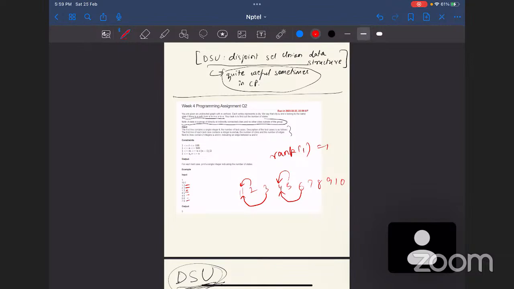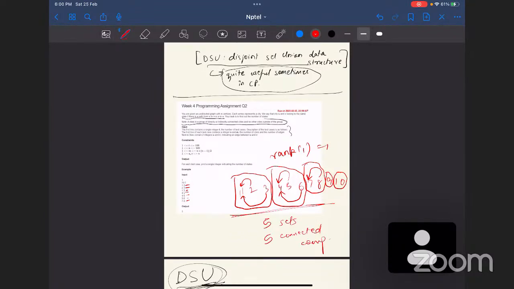And then 7 and 8, 7 is assigned as the parent of 8. So you can see that these 3 are connected, these 3 are connected, these 2 are connected. 9 is not connected to anyone, 10 is not connected to anyone. So we have 5 sets. That means we have 5 connected components, that means we have 5 states. So that is why the answer is 5.